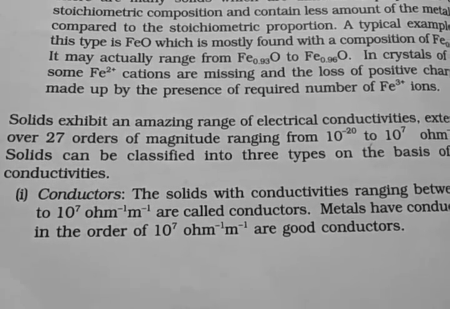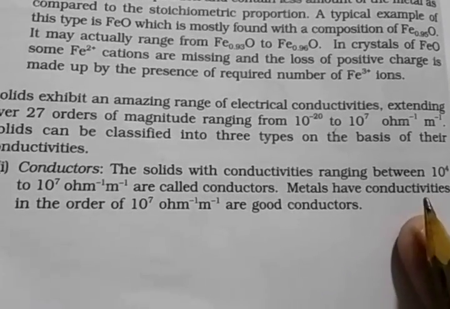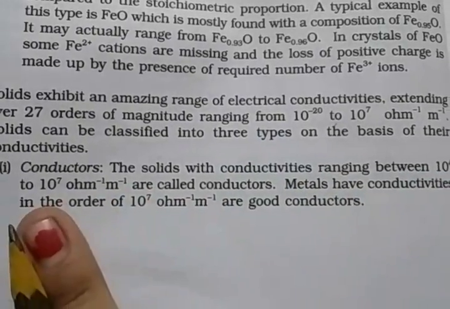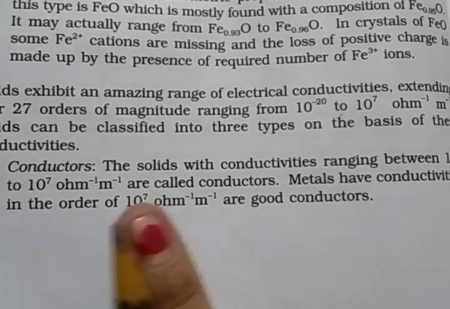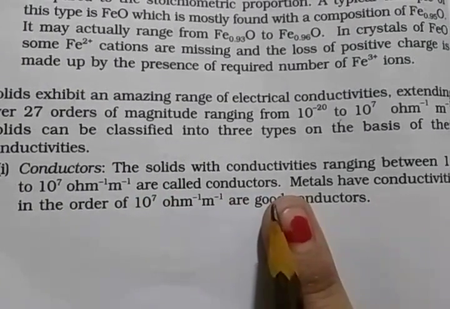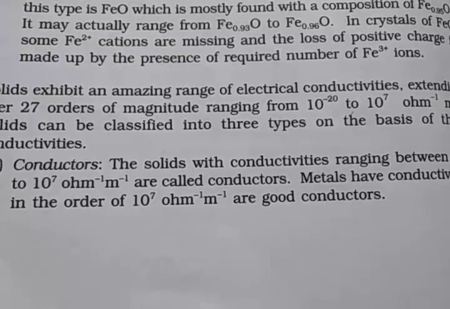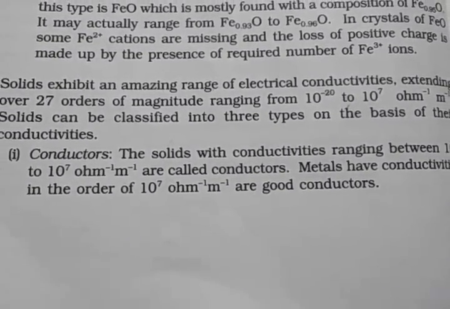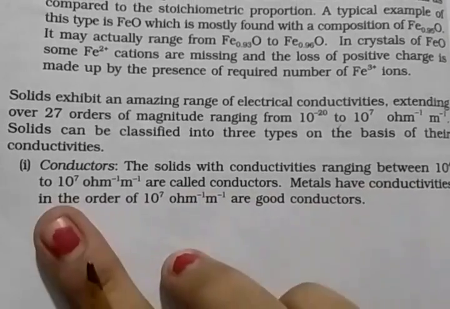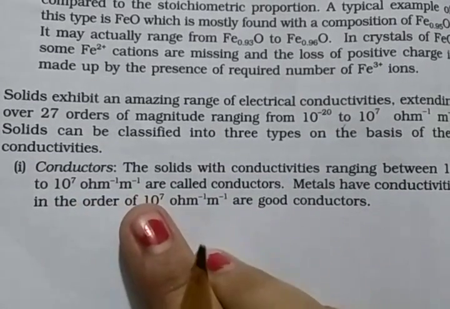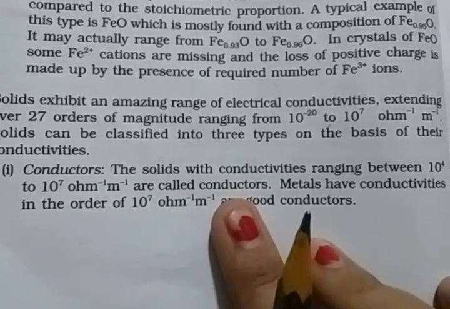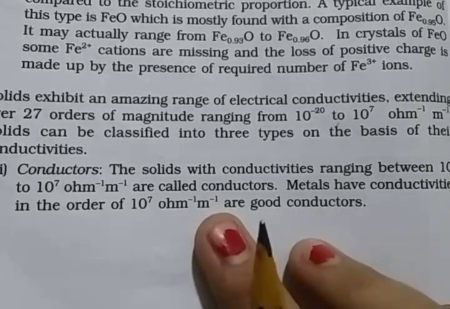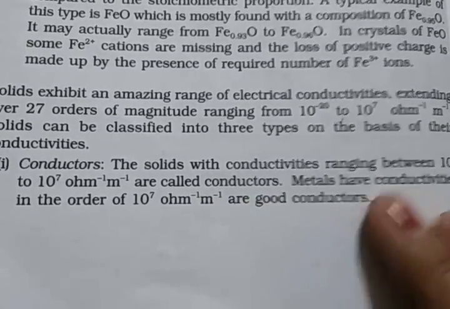So first one is conductors. Conductors are solids with conductivities ranging between 10 raised to power 4 to 10 raised to power 7 ohm inverse meter inverse. And metals have conductivities in the order of 10 raised to power 7 ohm inverse meter inverse, so they are good conductors.